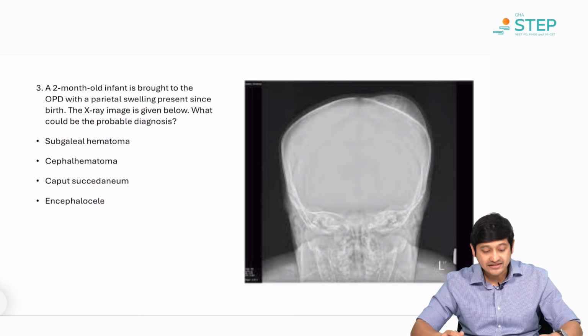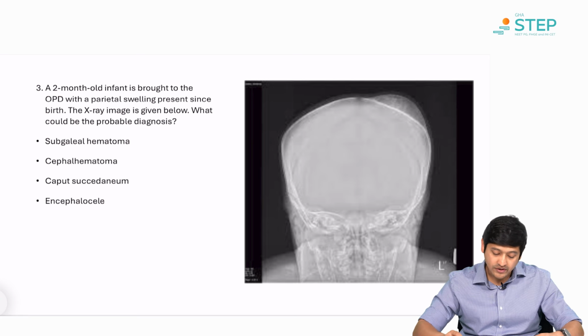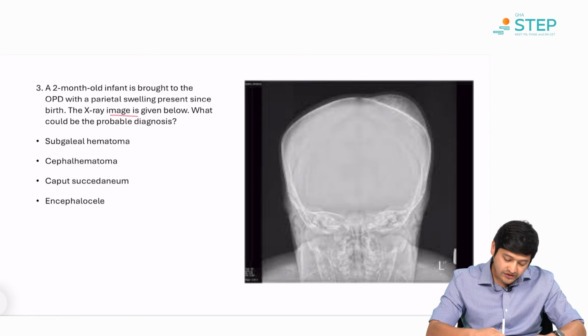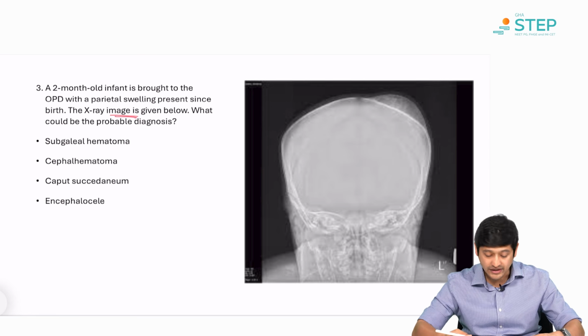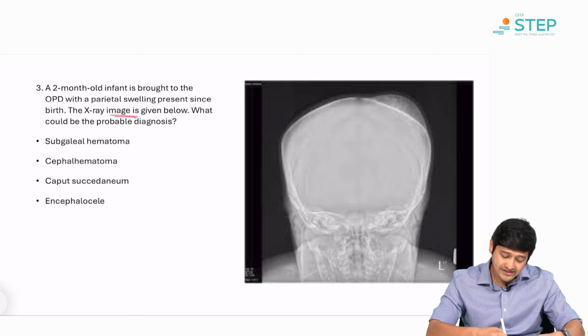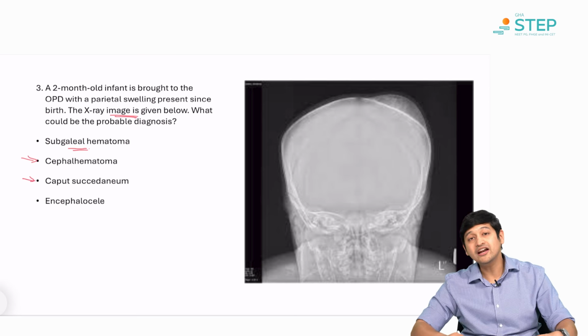The chest tube then faces apically and drains the air out under a seal. Your next question is pertaining to a 2-month-old who's been brought to you with a parietal swelling since shortly after birth. The X-ray image has been given and you've been asked for a probable diagnosis. Is this a subgaleal hematoma? Is this a cephalhematoma, a caput, or an encephalocele?